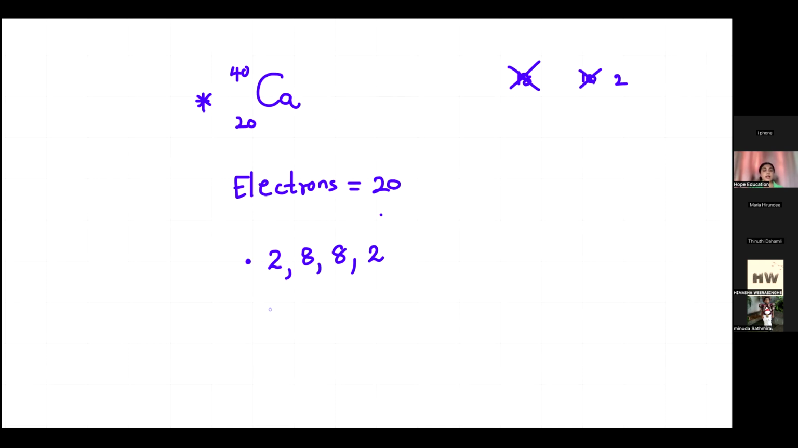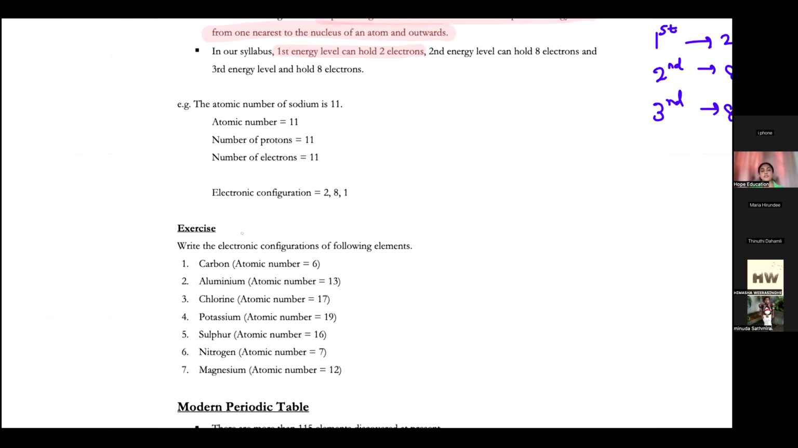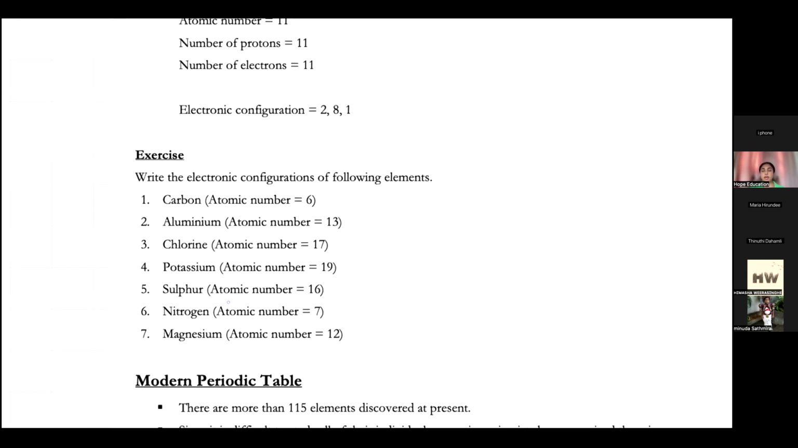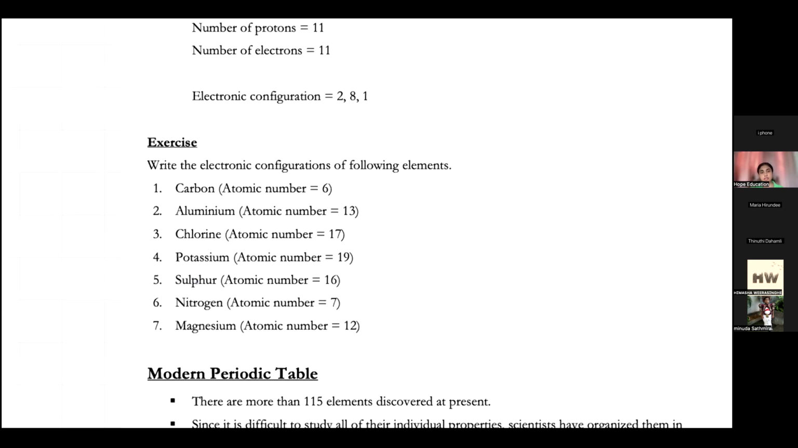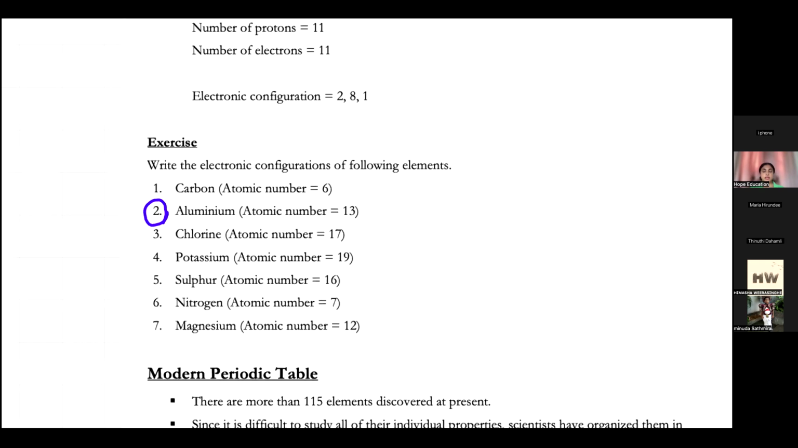Okay. So in the note, there is an exercise. Write the electronic configuration of the following elements. You can do all of these for homework, but I'm going to make you do 1 or 2 during the class. Can you tell me the electronic configuration of aluminium? Make it fast. Quickly tell me the electronic configuration of aluminium. Okay, I'm getting answers.